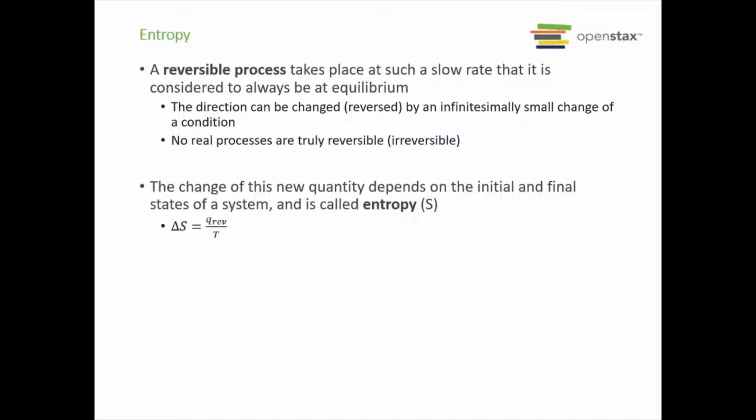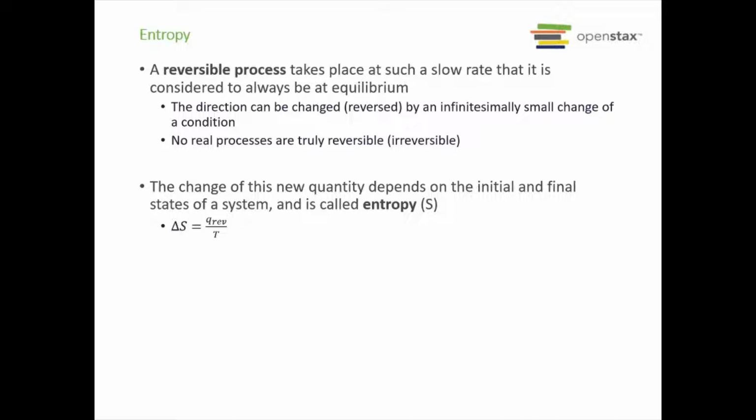One thing we need to define first is a reversible process. This takes place at such a slow rate that we consider it to always be at equilibrium. So we can change the direction of this process by an infinitesimally small change of a condition. And no real processes are truly reversible.